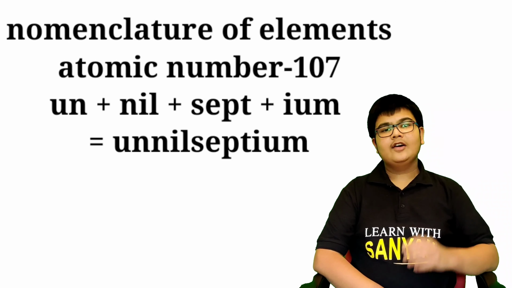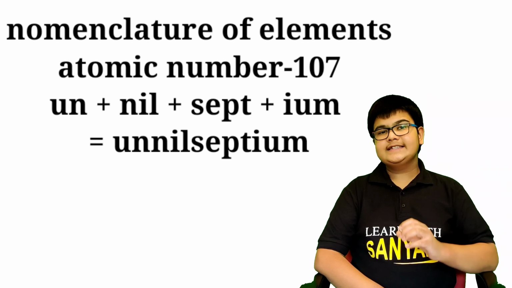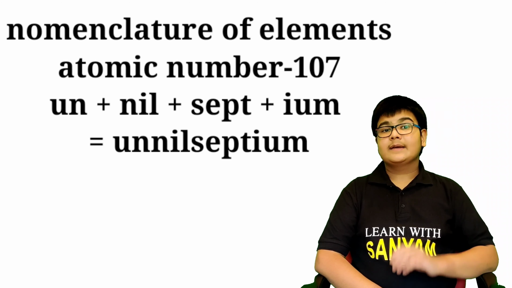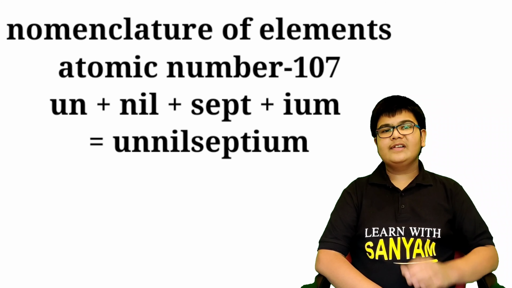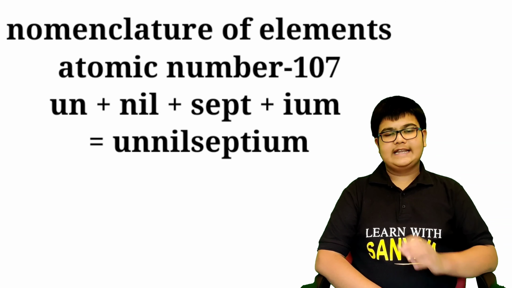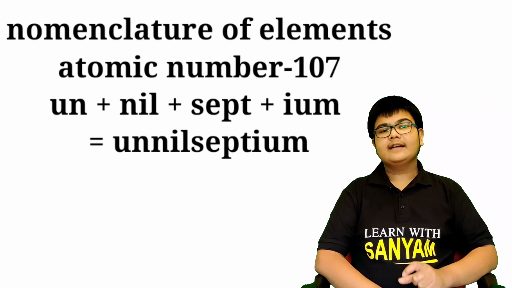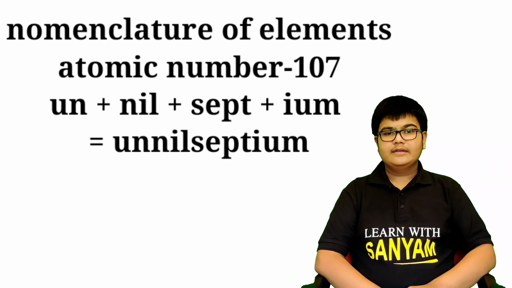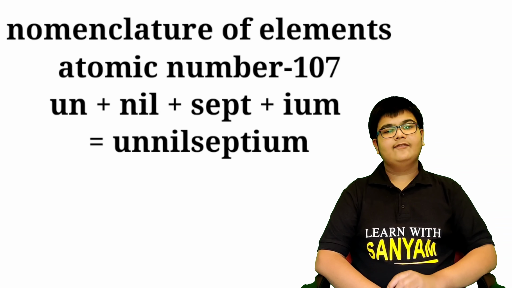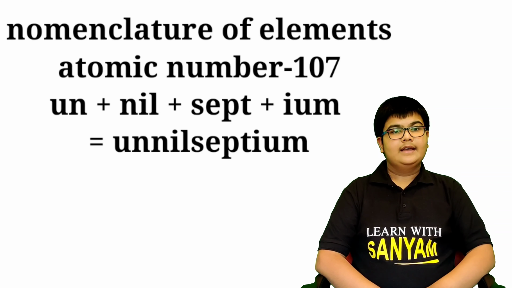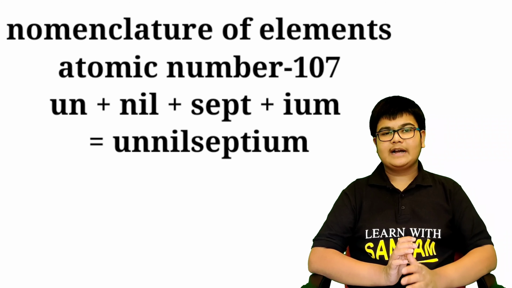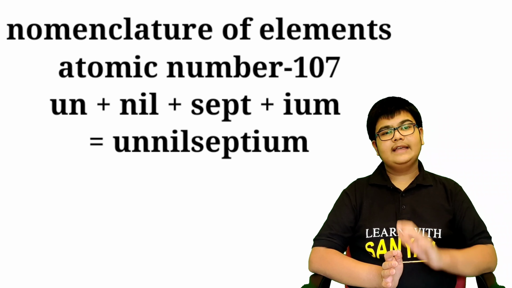This time we have the example of the element with atomic number 107. Now the name of this element with atomic number 107 is bohrium. But let's see how we will find the IUPAC name for this element. So for the IUPAC name, we will take the name for each digit of the atomic number. So for 1, the name is UN. For 0, the name is NIL, and for 7, the name is SEPT. So we will just combine them and add IUM in the end. So the final name will become UN, NIL, SEPT, IUM.